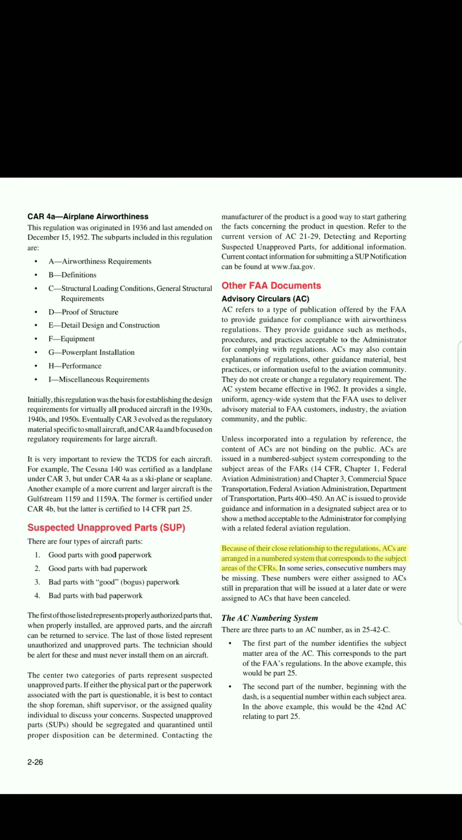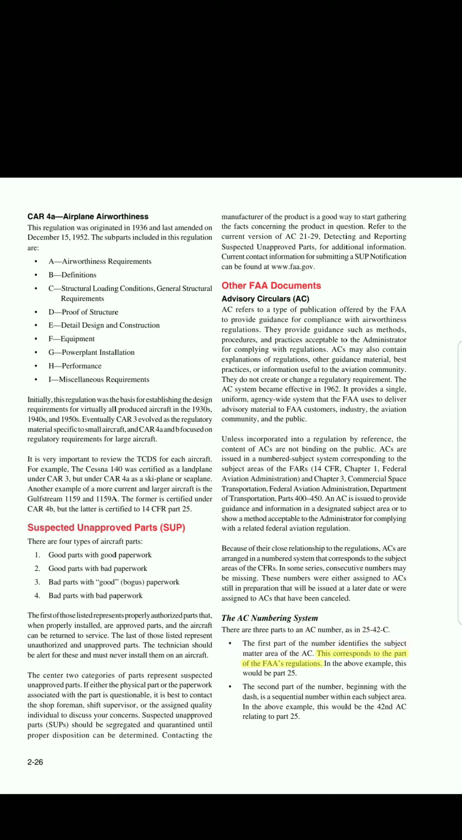Because of their close relationship to the regulations, ACs are arranged in a numbered system that corresponds to the subject areas of the CFRs. In some series, consecutive numbers may be missing. These numbers were either assigned to ACs still in preparation that will be issued at a later date or were assigned to ACs that have been cancelled. The AC numbering system: there are three parts to an AC number, as in 25-42C. The first part of the number identifies the subject matter or area of the AC.